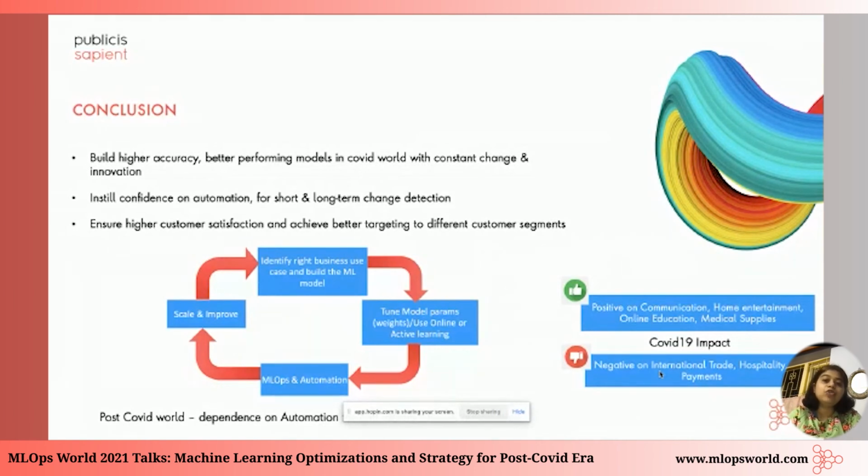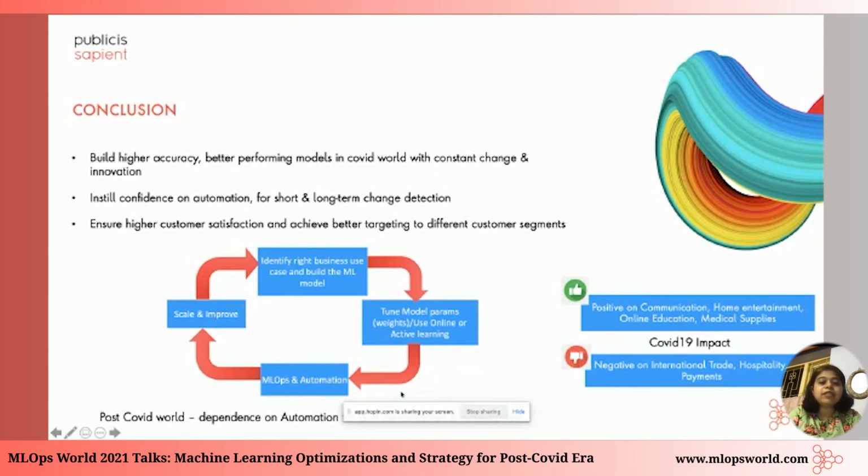How do we handle those drifts? A lot of things need to be studied. How can we incorporate reinforcement learning? The mindset and the confidence have to be built in for automation, and to handle both short and long-term changes, so that the customers at the end of the day are satisfied and we can better target them.